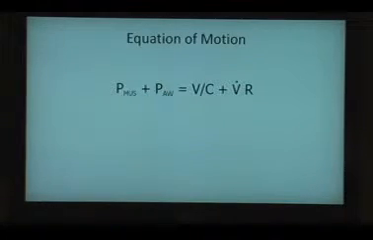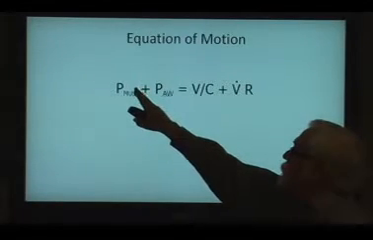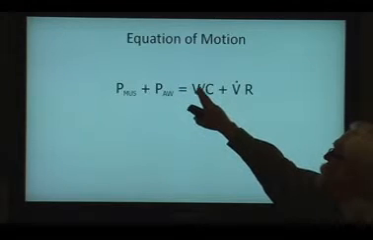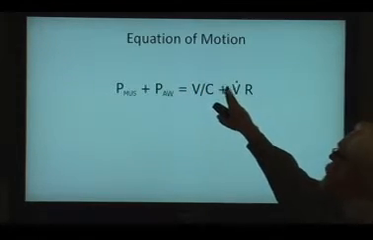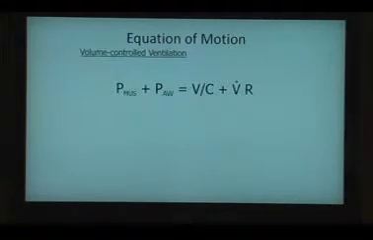So the final point then is the equation of motion, which says that the pressure generated by the respiratory muscle plus airway pressure is equal to tidal volume divided by compliance plus flow times resistance. So let me look at some examples of how this might work during mechanical ventilation.